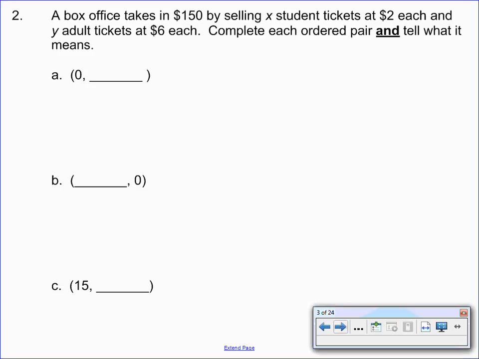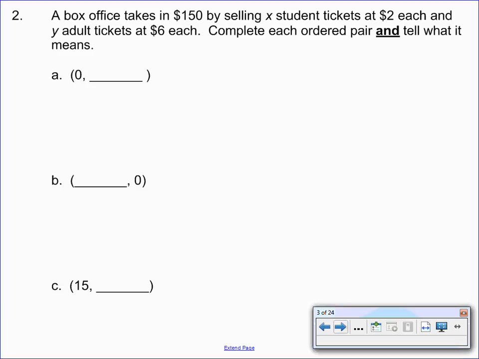All right, let's take a look at a different situation that can be modeled with linear equations. Suppose the box office takes in $150 by selling x student tickets at $2 each and y adult tickets at $6 each. Let's complete each ordered pair and tell what it means. The key here is being able to write an equation. That's what we call a linear combination: anytime we have 2 or more things combining to give some predetermined total, and those are linear expressions, we can call that a linear combination.